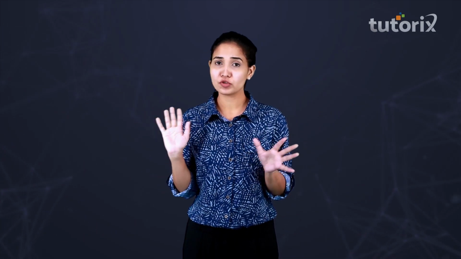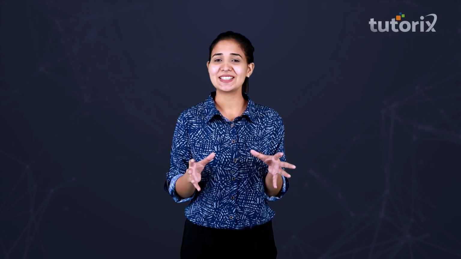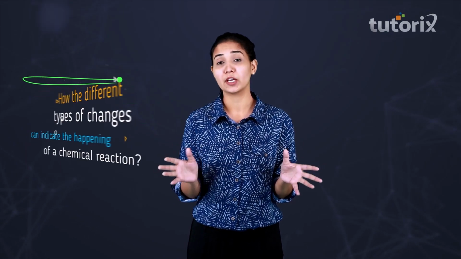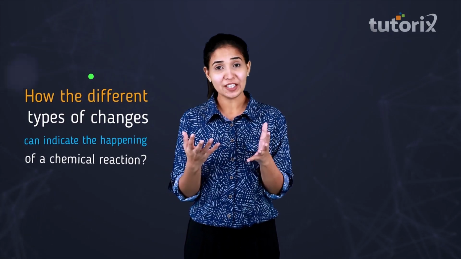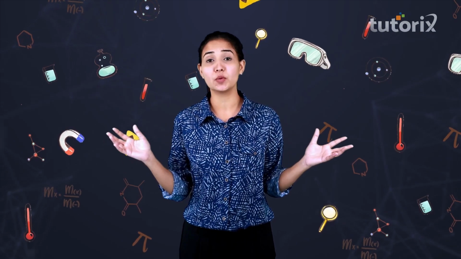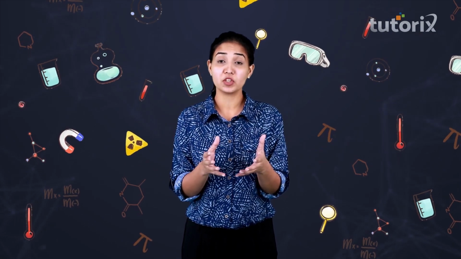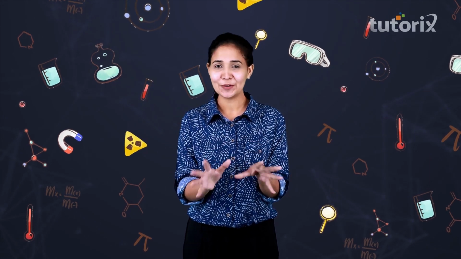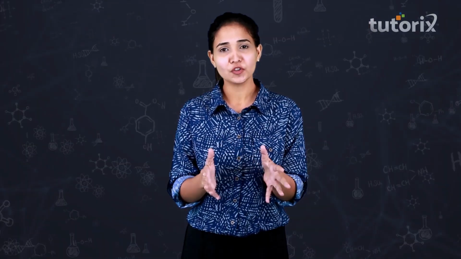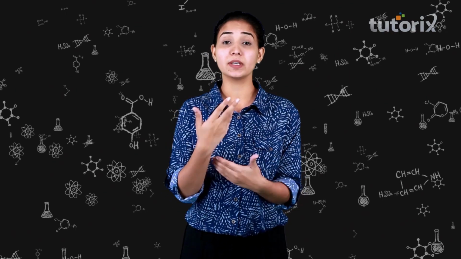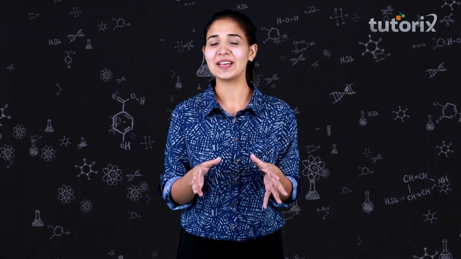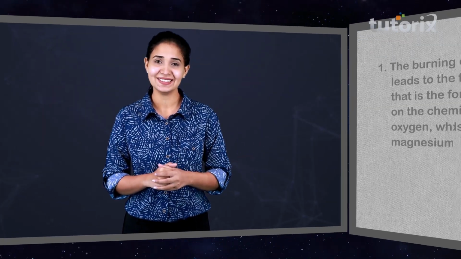So guys, this was all for today's class where we have studied how the different type of changes can indicate the happening of a chemical reaction. Well, you can look out for the changes around you as well. As I always say, chemistry is around us only. All we have to do is just take a look at it more deeply. So guys, we will learn about the chemical equations and the symbolic representations in our next class. Before that, let's summarize what we have done in this class.